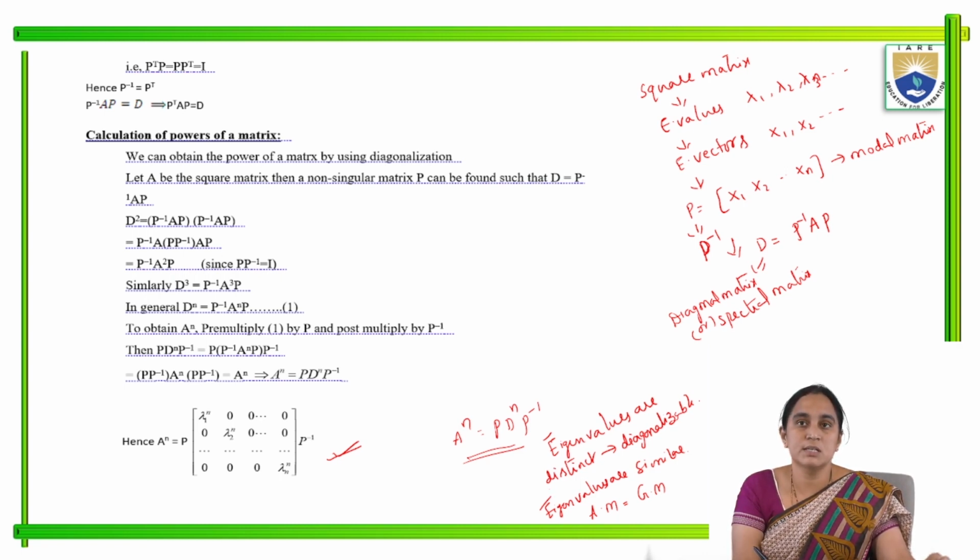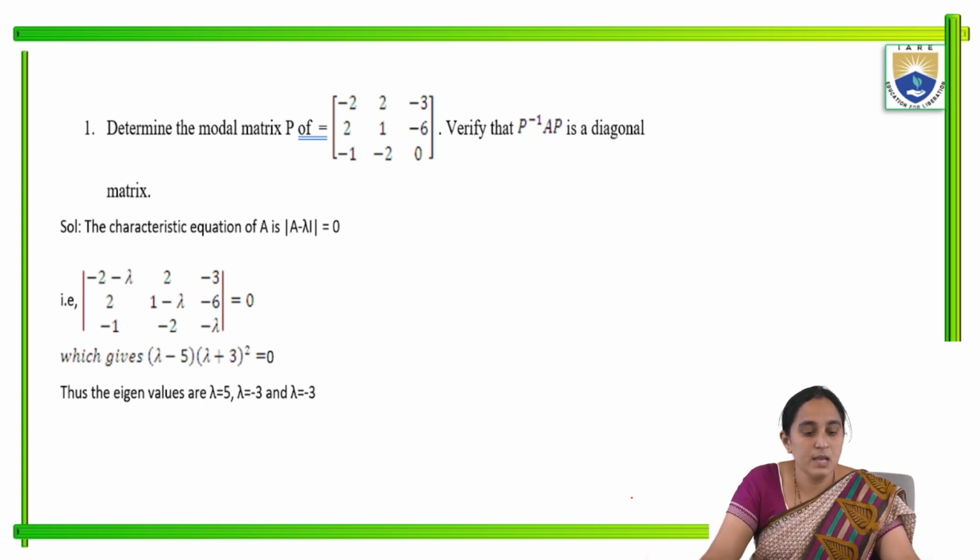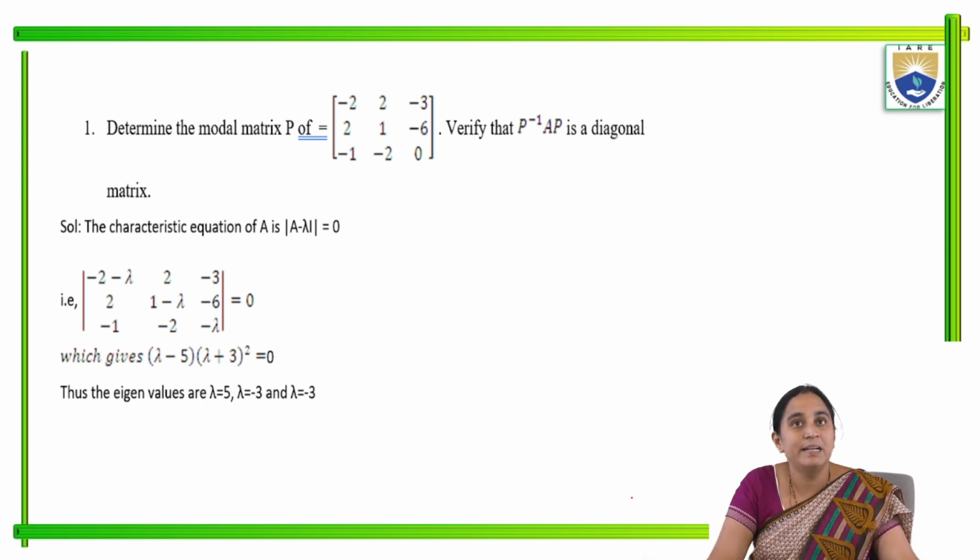Now I want to discuss the first case, if the eigenvalues are distinct. I want to discuss the first question with distinct eigenvalues. The first question: determine the modal matrix P of the matrix A with rows -2, 2, -3; 2, 1, -6; -1, -2, 0. Verify that P inverse A P is a diagonal matrix.